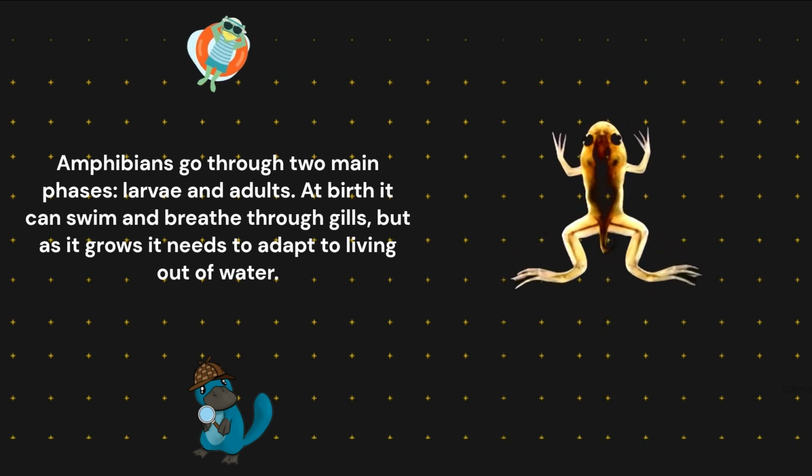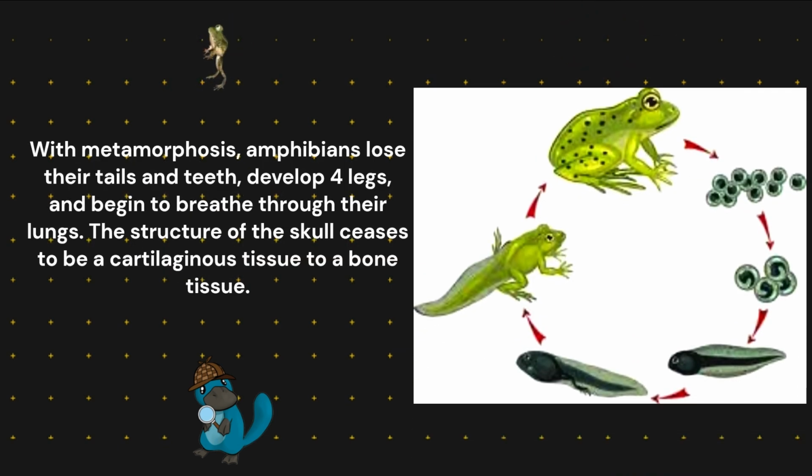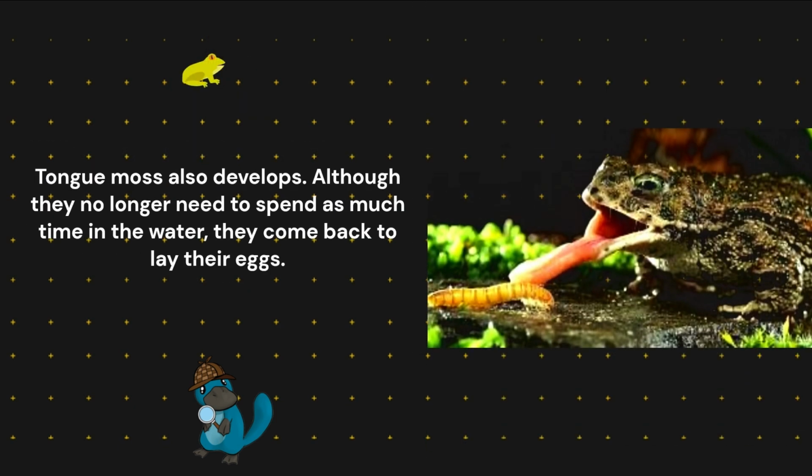Amphibians. Amphibians go through two main phases, larvae and adults. At birth it can swim and breathe through gills, but as it grows it needs to adapt to living out of water. With metamorphosis, amphibians lose their tails and teeth, develop four legs, and begin to breathe through their lungs. The structure of the skull ceases to be a cartilaginous tissue to a bone tissue.